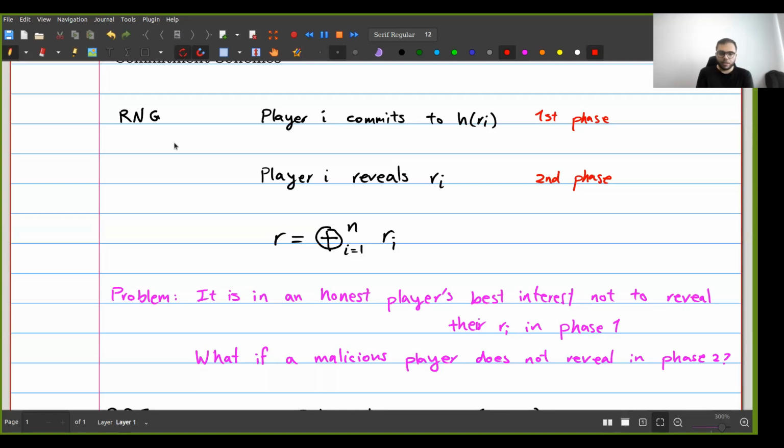Okay, so in both of these cases, as you see, we have a situation like this. In phase one, everyone wants to really keep their values secret. We're sure that no one wants to leak their values in phase one. The problem is really in phase two. The problem is in forcing them to reveal their values in the second phase.